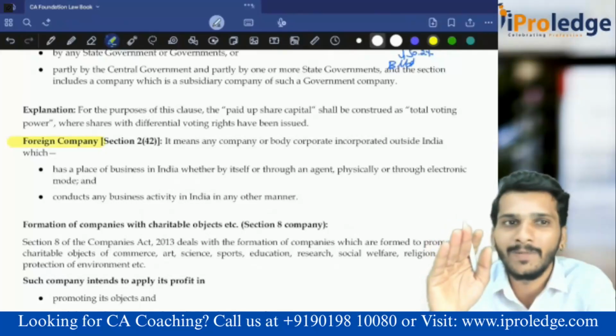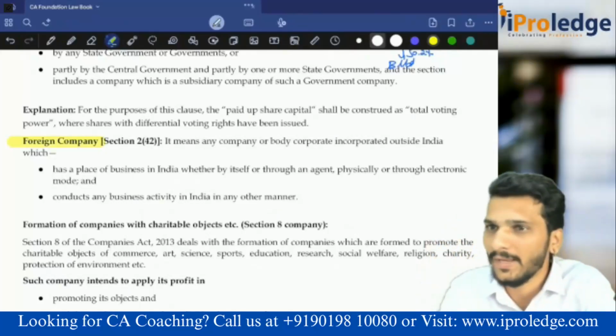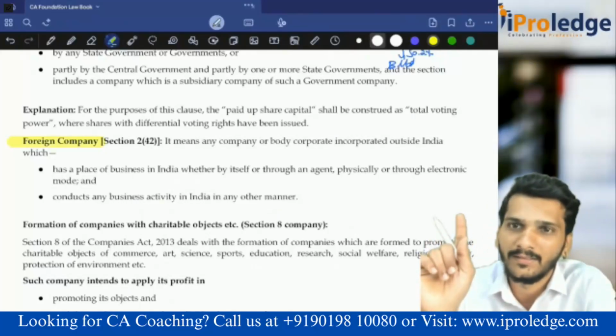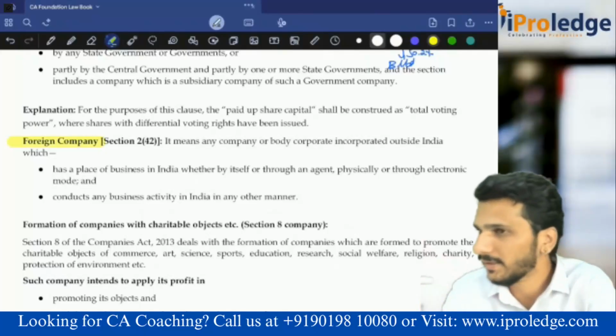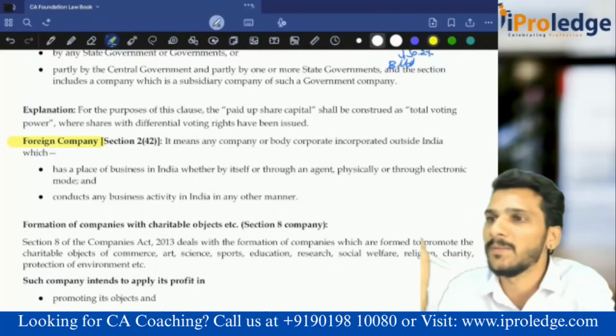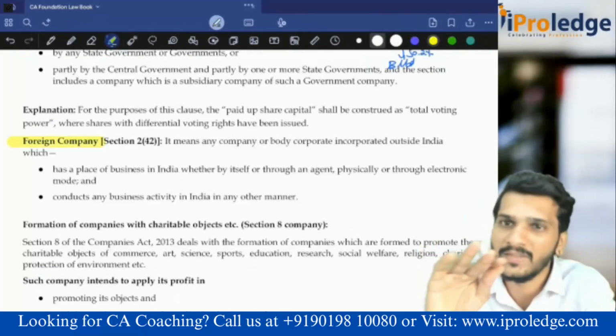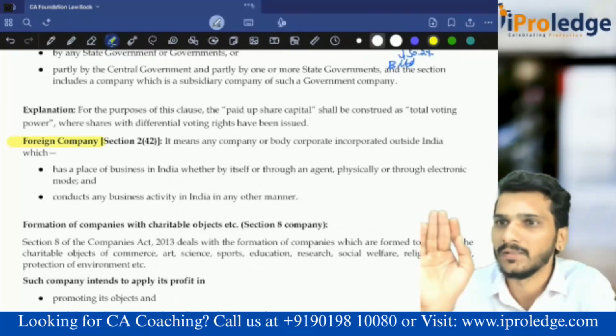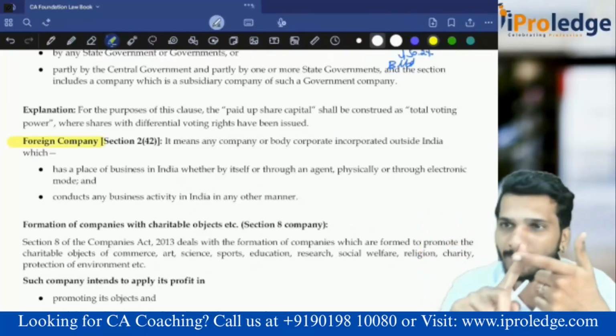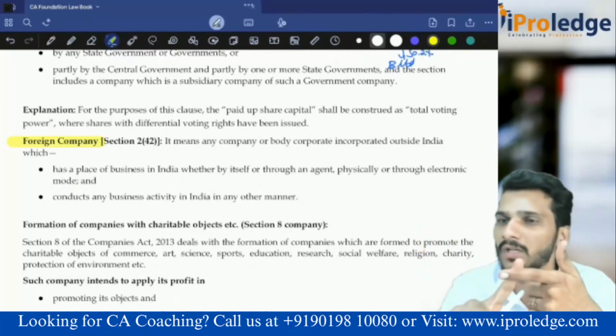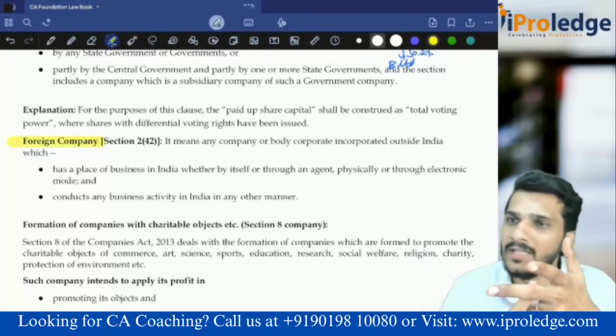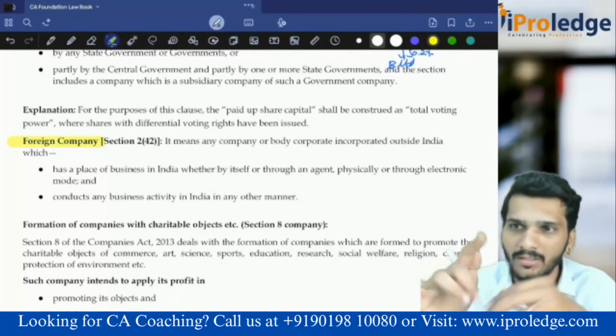Sir, how does place of business work? Whether it is a physical place or an online place, whether the business is conducted by that company or by an agent of that company, irrespective of these things, it is called a foreign company. Registered outside India, place of business in India, physical or online, by an agent or by itself. Any of these things are covered in this foreign company.